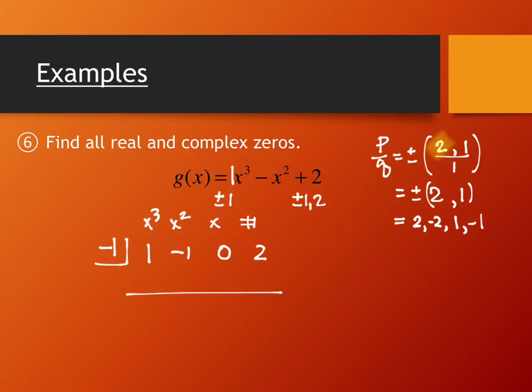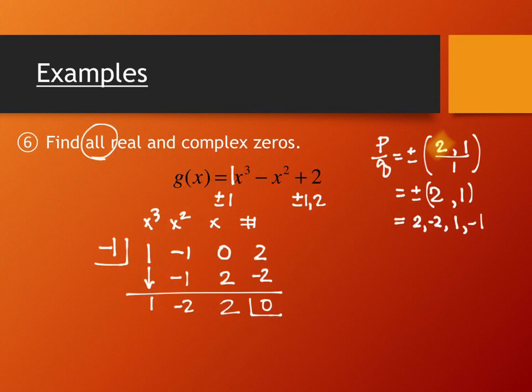Draw our line, bring down the 1. What's my next number? -1. And then -2. And then 2. And 2. And then -2, which yields 0. It worked. Okay, 0 is what we're looking for at the end for it to actually end up being a factor. So it worked.